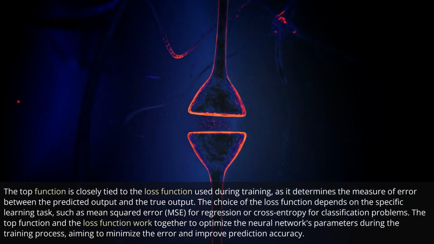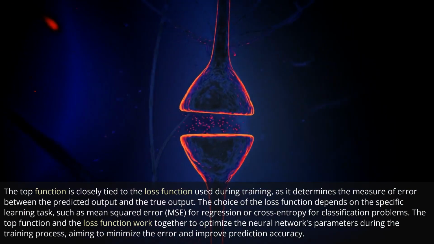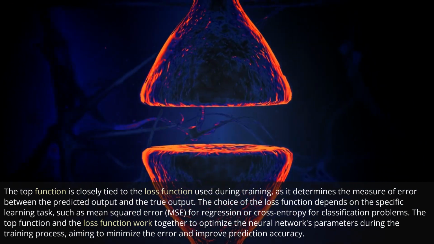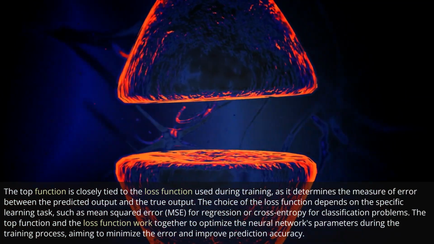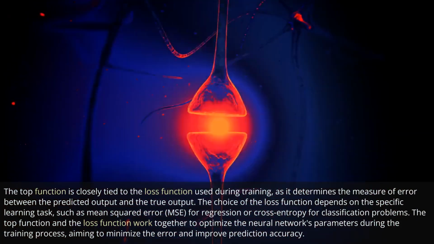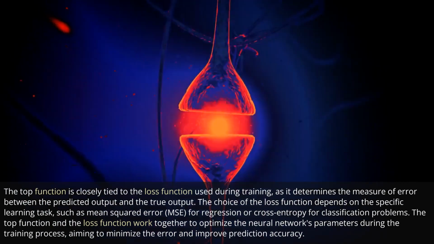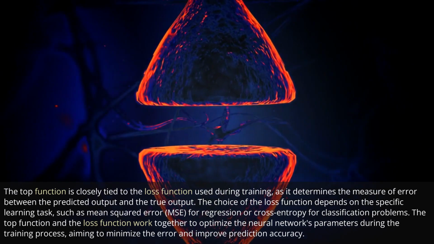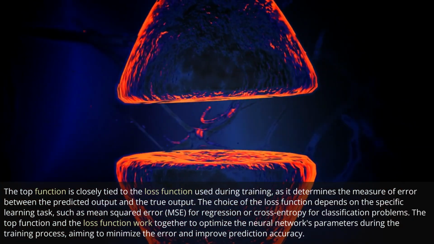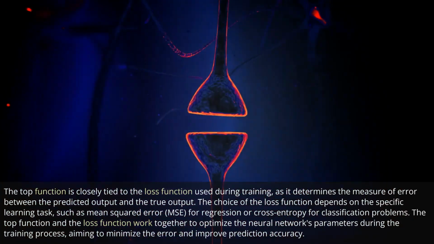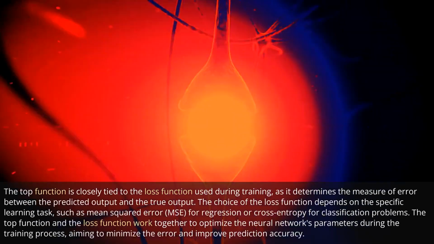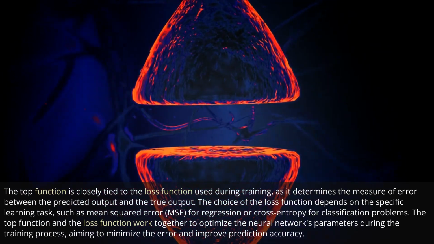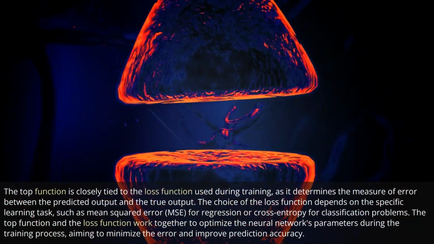The top function is closely tied to the loss function used during training, as it determines the measure of error between the predicted output and the true output. The choice of the loss function depends on the specific learning task, such as mean squared error, MSE, for regression or cross-entropy for classification problems. The top function and the loss function work together to optimize the neural network's parameters during the training process, aiming to minimize the error and improve prediction accuracy.